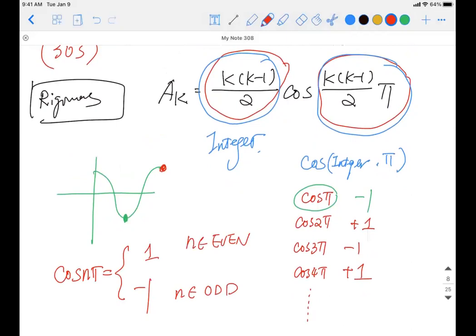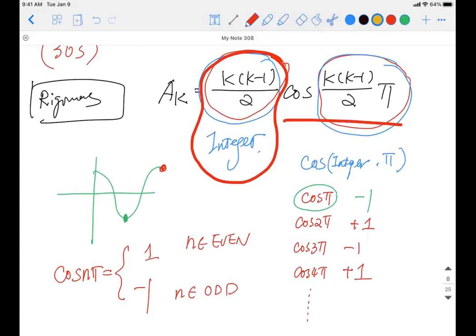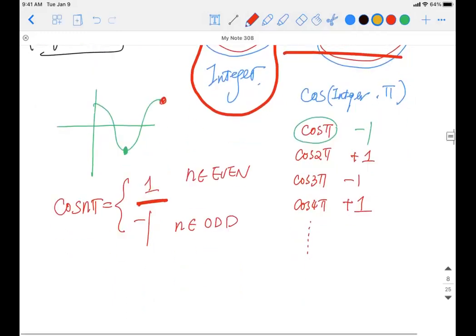Okay. So that being said, I think you will understand what you're going to do. For the first part, you don't have very much; this is always an integer. That's it. While for the cosine pi part, it really depends on k times k minus 1 divided by 2. If this is even, the cosine value is always 1. If this is odd, the cosine value is always -1.